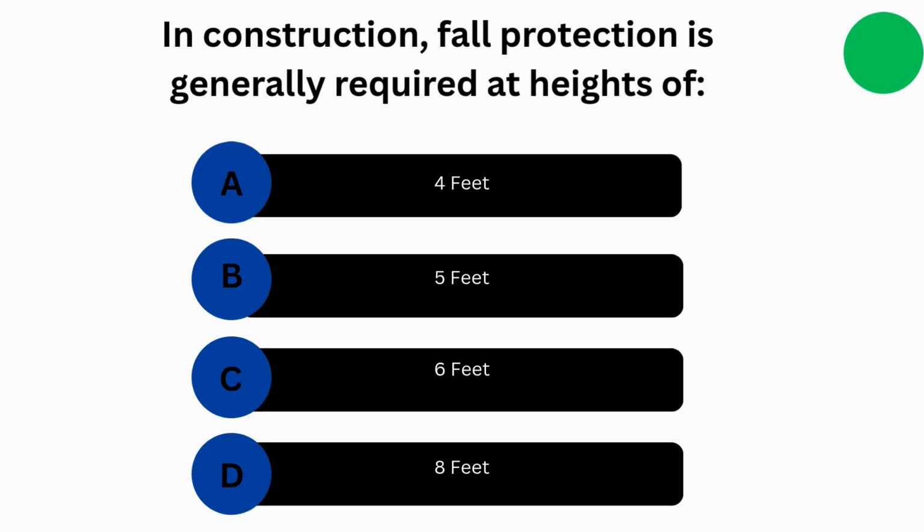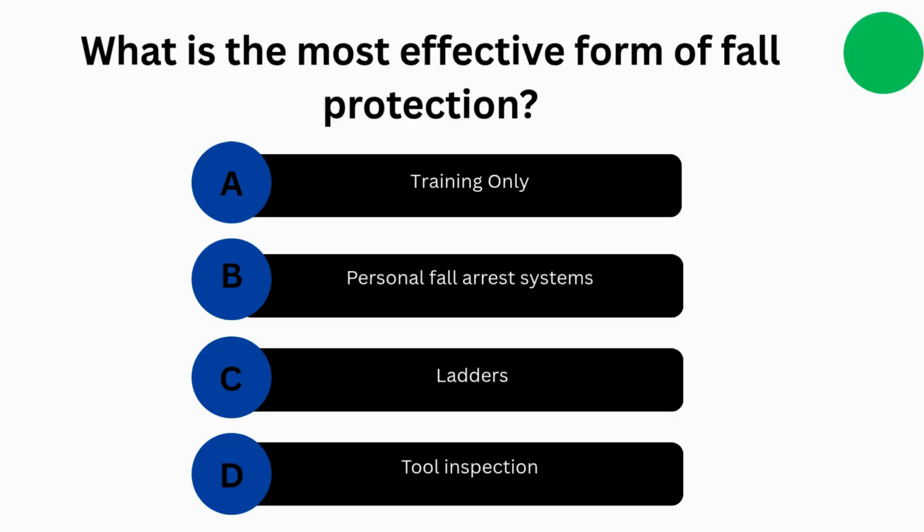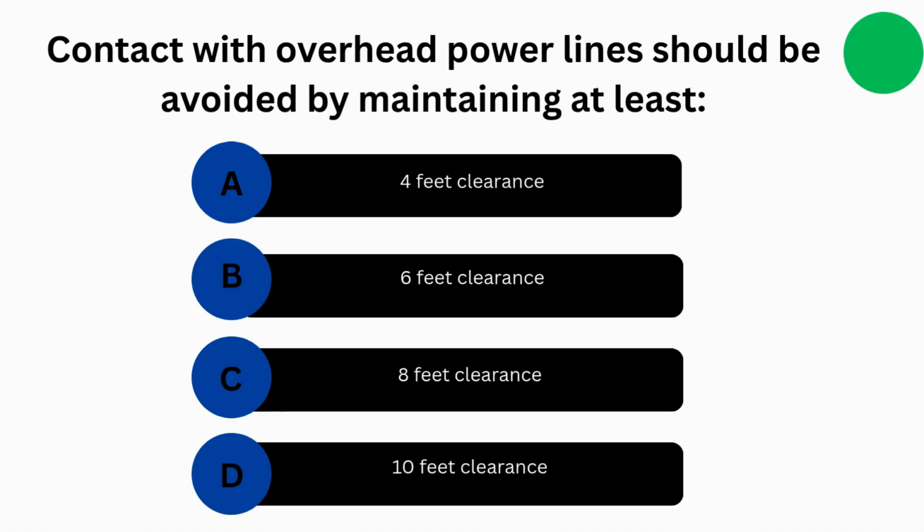In construction, fall protection is generally required at heights of 6 feet. A major fall hazard on a construction site includes all of the above. What is the most effective form of fall protection? Personal fall arrest systems. Contact with overhead power lines should be avoided by maintaining at least 8 feet clearance.